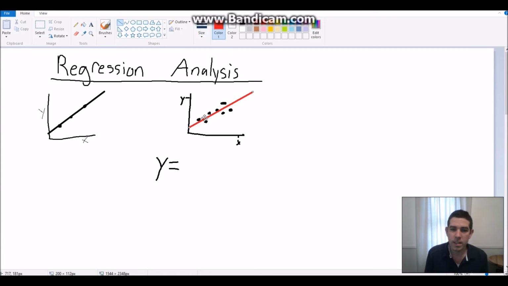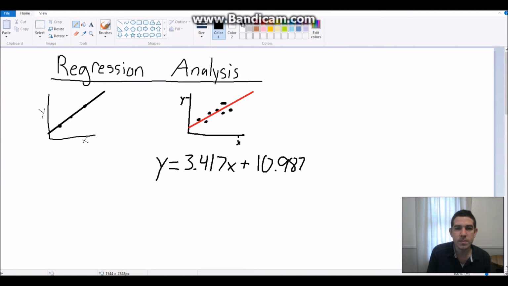So this line has an equation. And the calculator is going to show me exactly what that equation is. It might say something like, oh, this line has a slope of 3.417 and an intercept of 10.98. I'm just making these numbers up. It's going to be something very specific because it needs to take into account the average of all these plots, how they relate to this line that it's coming up with. And we're going to call this our regression equation.